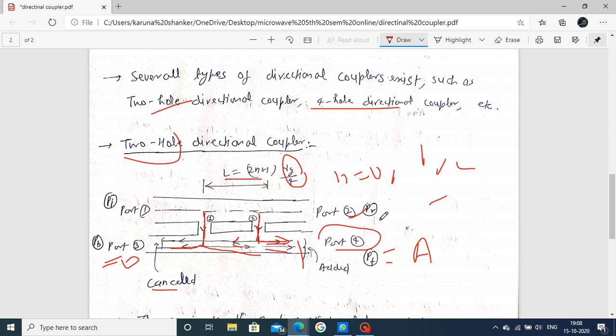The application is to divide power. If we use a 3 dB coupler, it divides the power equally between port number 2 and port number 4, half each. Similarly, if we consider a 10 dB coupler, then the ratio of division is 9:1. These are the applications, used for how much power you want to receive at a particular port.